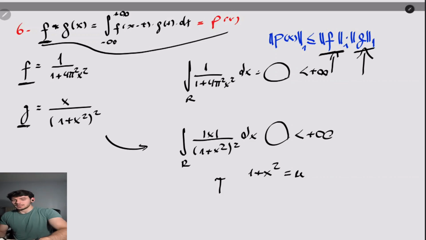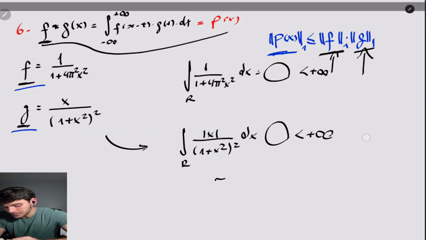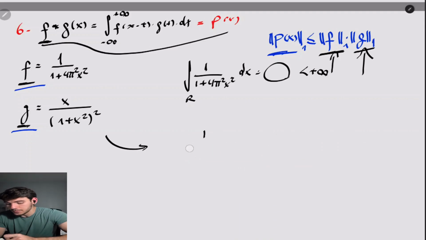So it means that g is inside L1, and f is inside L1. So by definition, p of x is inside L1. That's a way of solving it. It takes a little bit of effort because you'll need to do those two integrations here. So what I'm going to do is way simpler, I guess.